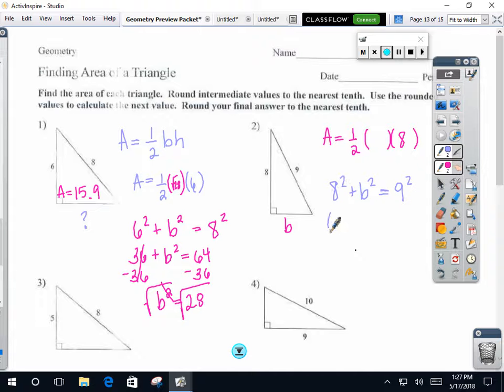Simplify each number, like that becomes a 64, and 9 squared becomes an 81. And now to solve for b, what do we do? And so b squared equals 17, and so b equals the square root of 17. So just put the square root of 17 in for the base, and now calculate that to find the area of this triangle.